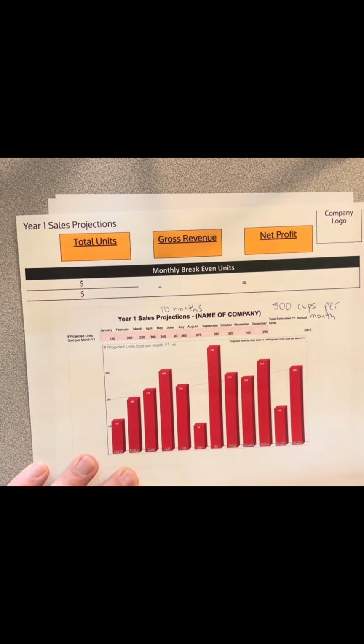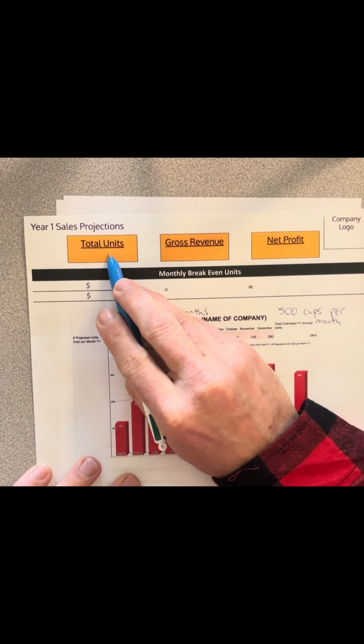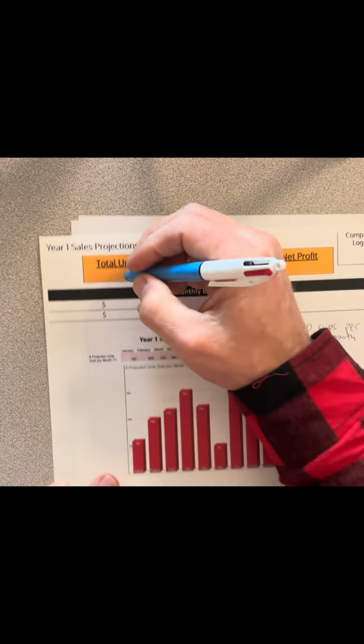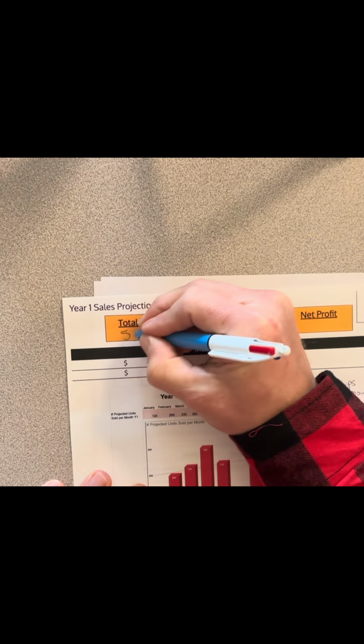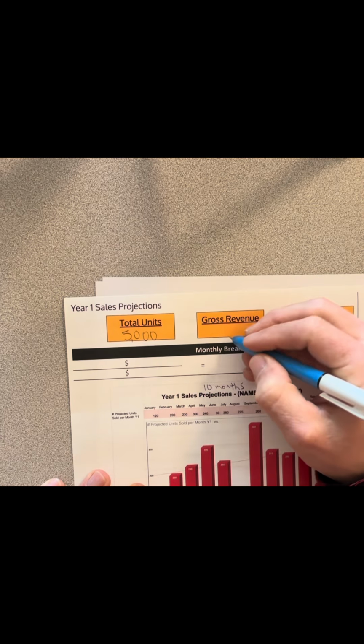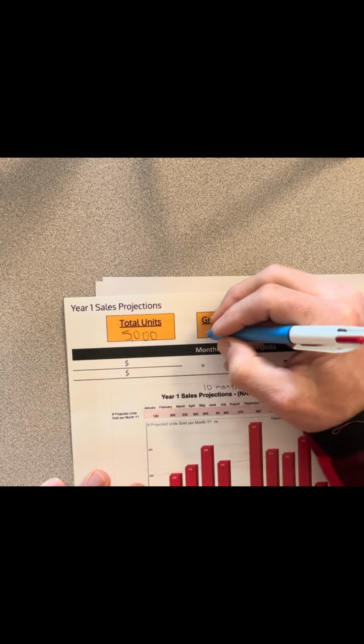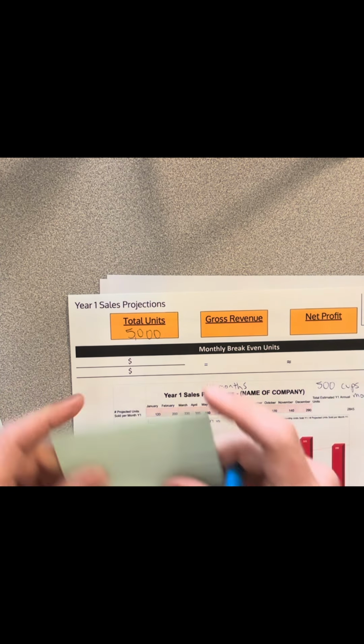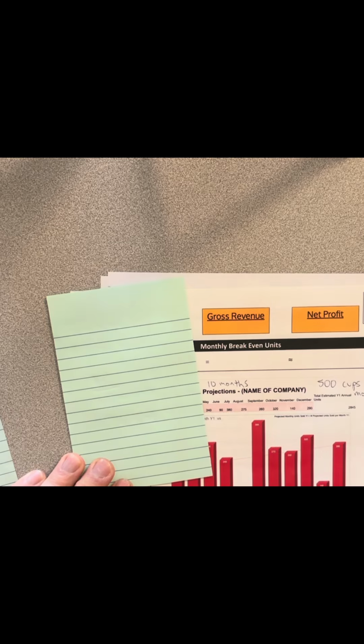And so if I'm doing 500 cups per month, and we know the total units is how much we're going to do over 10 months, that means we would be moving 5,000 units, 5,000 individual units. And if we know our sales price, I'm going to do this on another sticky note so that I can keep the sheets clean, so that students know exactly what to put here.